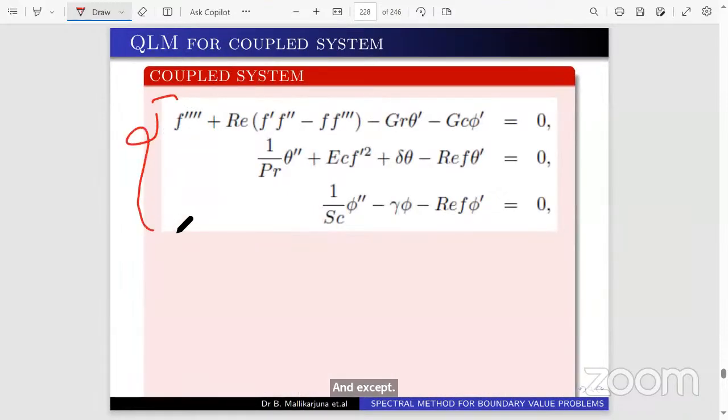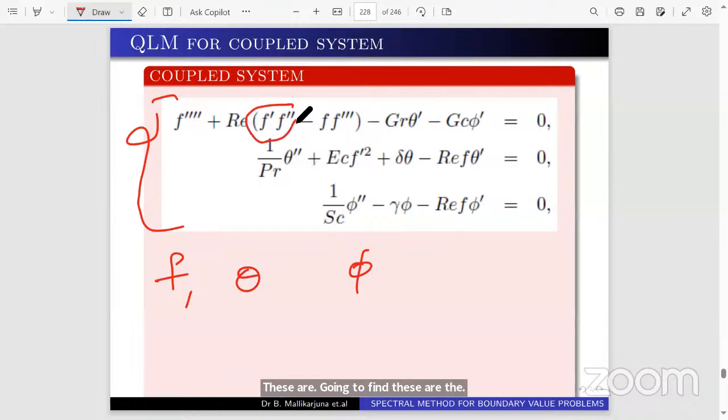See the coupled systems, how you are going to find them. This is actually something I took from one of my research papers. You can see here f, theta and phi. These are the unknowns we are going to find. You observe here the product is non-linear. There is a product non-linear. F prime square is a product non-linear. This is non-linear, and this product with unknowns is also one non-linear.